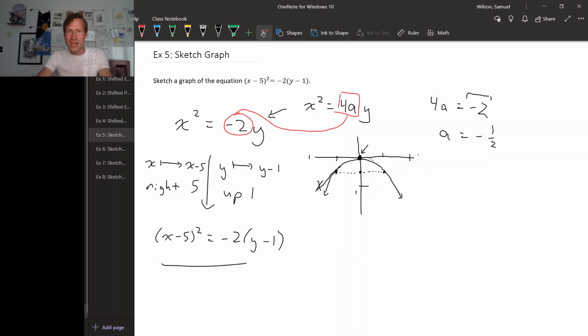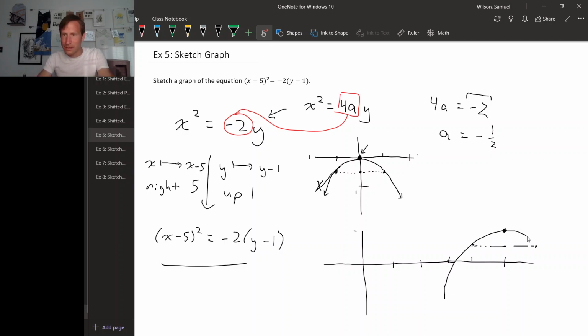So that's going to move this vertex 5 units to the right and 1 unit up. So 1, 2, 3, 4, 5, 1 unit up. So the vertex is going to be here. The focus is still going to be half a unit below the vertex, like that. And of course, this diameter at the focus is still 2. And that gives us something like this. The same shape, but shifted so that the vertex is over here at (5, 1).